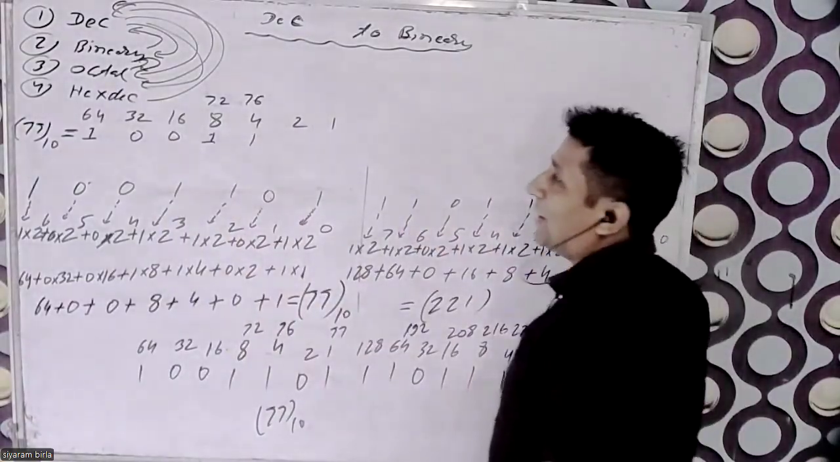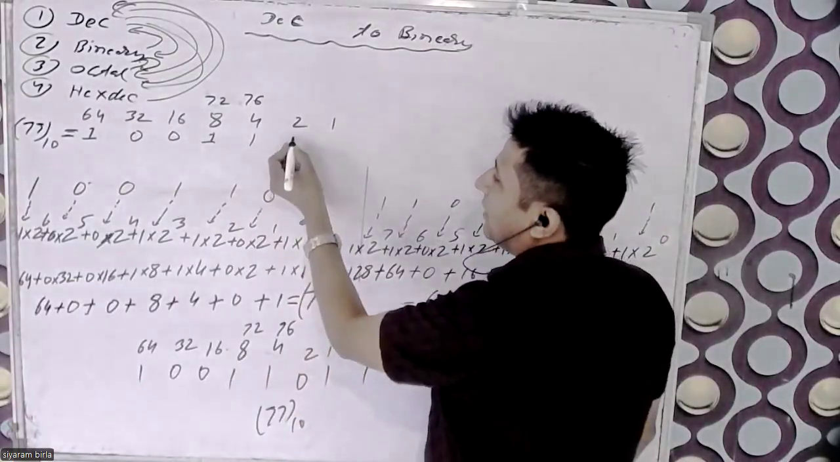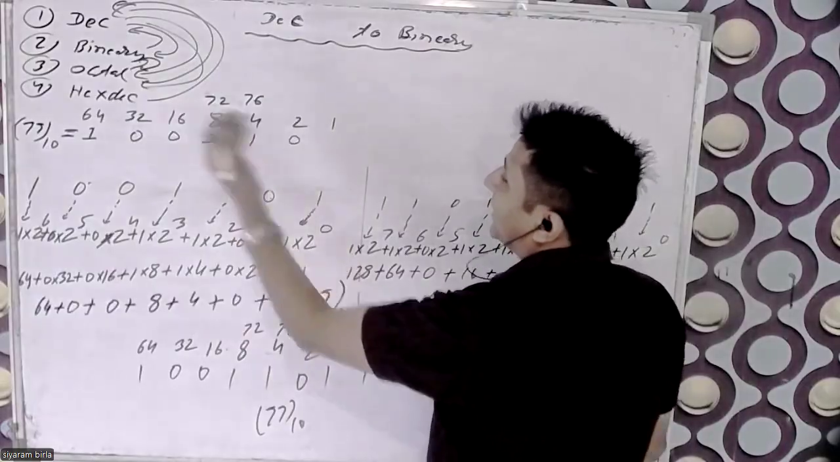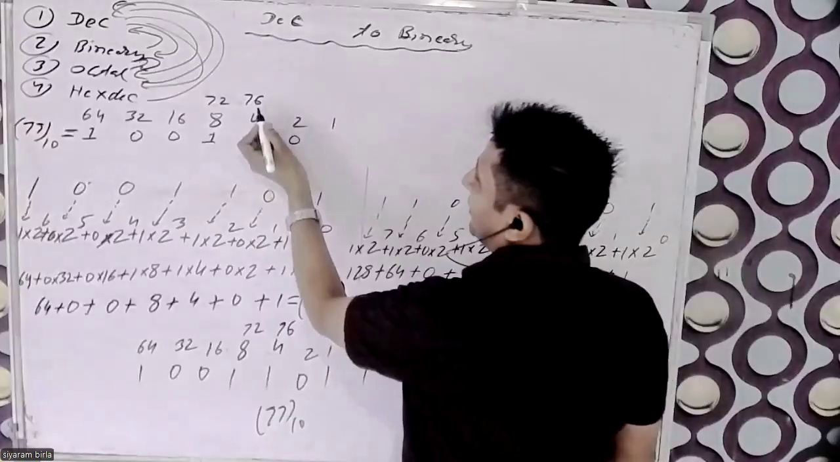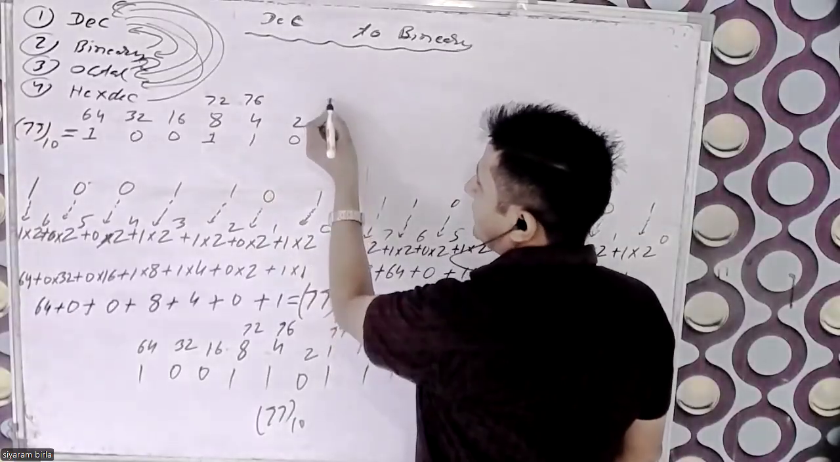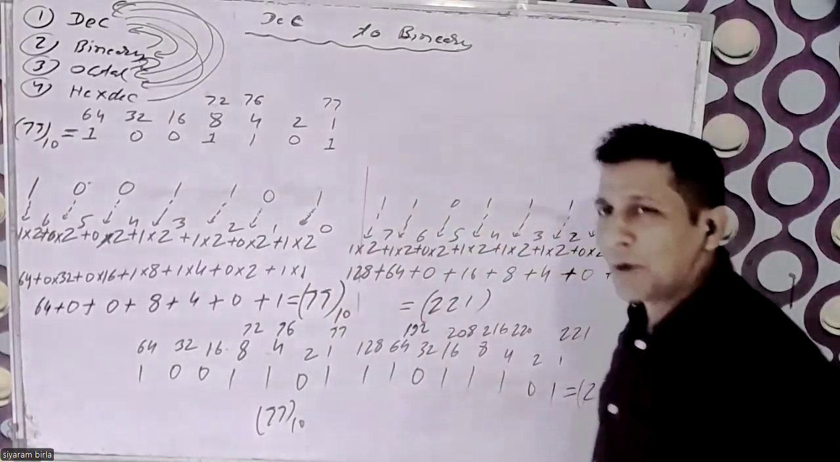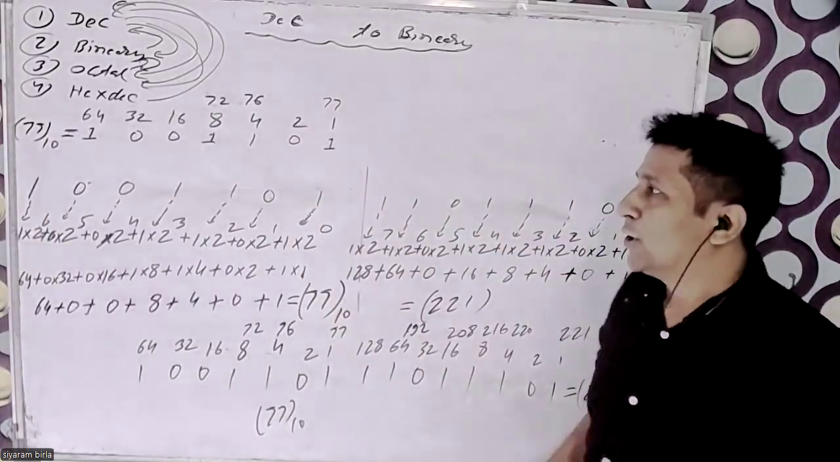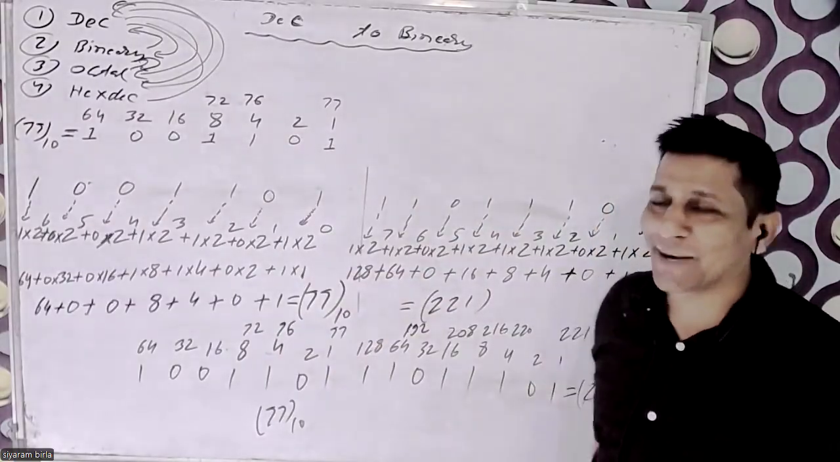If I add 76 plus 2, it becomes 78. So this becomes 0 because 78 is greater than 77. If I add 76 plus 1, it's 77. It's equal, so I can take 1. The equal number is also considered. So that is the binary number of 77. That is the shortcut method.